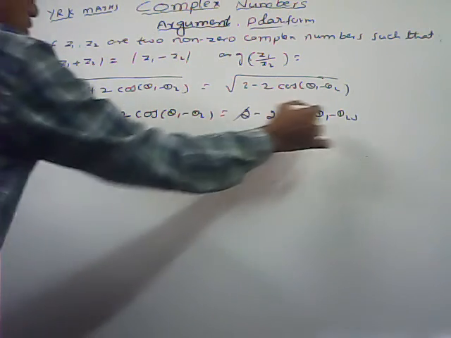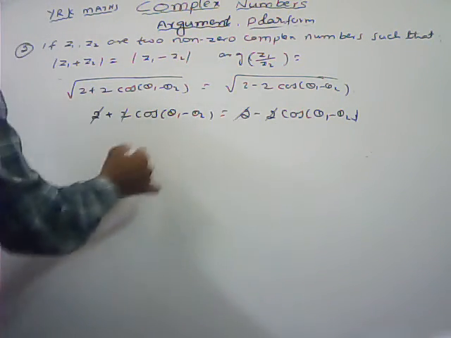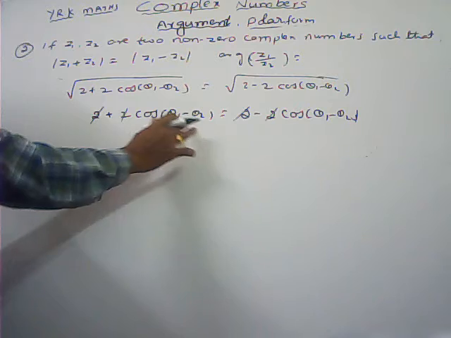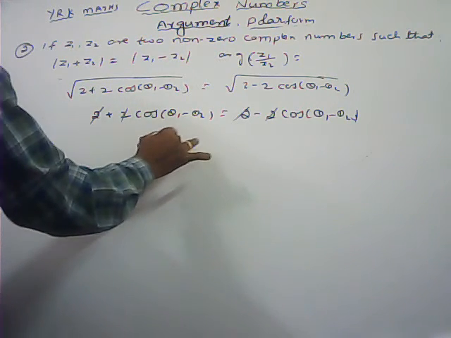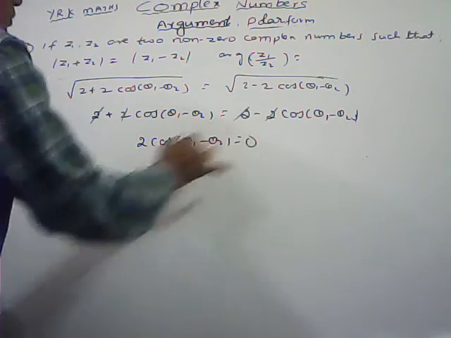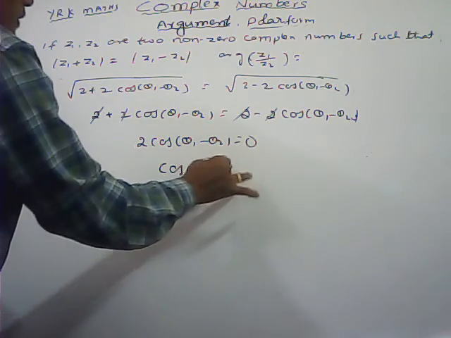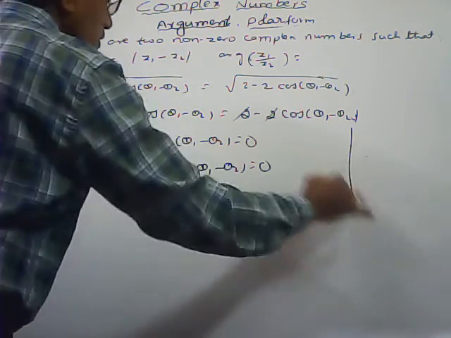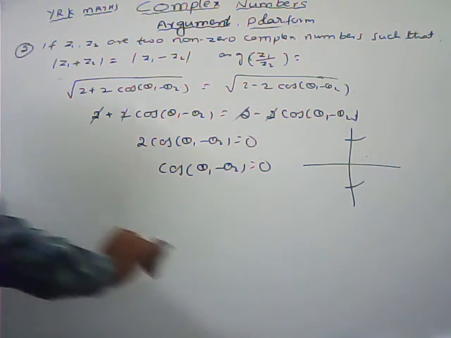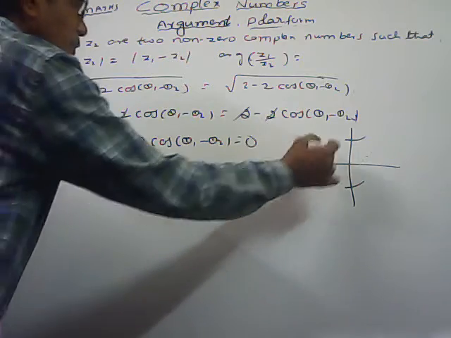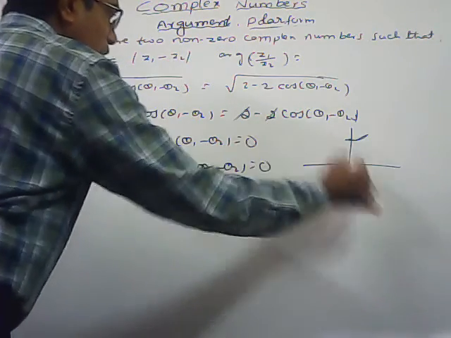Next we can transpose this side. Here also we can cancel 2. If I transpose this side, cos of theta 1 minus theta 2 plus cos of theta 1 minus theta 2, that is 2 cos of theta 1 minus theta 2, that is equal to 0. Cos of theta 1 minus theta 2 is equal to 0. Cos theta 0 means either positive y-axis or negative y-axis. For odd multiples of pi by 2, cos value is 0. So here cos theta 0 means theta belongs to either positive y-axis or negative y-axis.